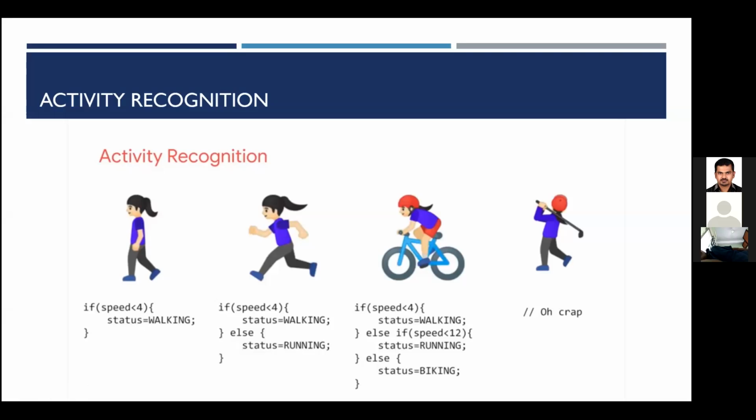Now, you have the data that if the speed is 4 and above, it's running. If this is your understanding, then you will write the program. That is your rule. You write the program in this way: if speed is less than 4, status is walking, else status is running. See, all of you have got some exposure to programming.